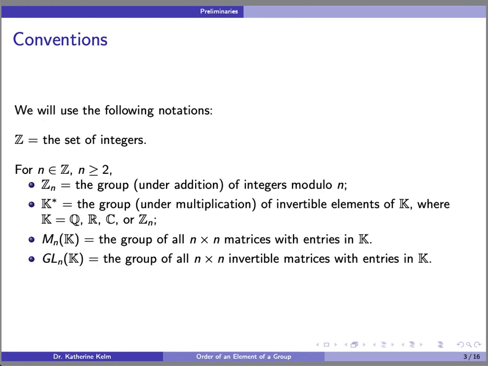We will use the following notational conventions. Z will stand for the set of integers. For an integer n greater than or equal to 2, Zn will denote the group under addition of integers modulo n. K star will be the group under multiplication of invertible elements of K, where K could be the rationals, the real numbers, the complex numbers, or Zn. Mn of K will denote the group of all n by n matrices with entries in K. And GLn of K will be the group of all n by n invertible matrices with entries in K.